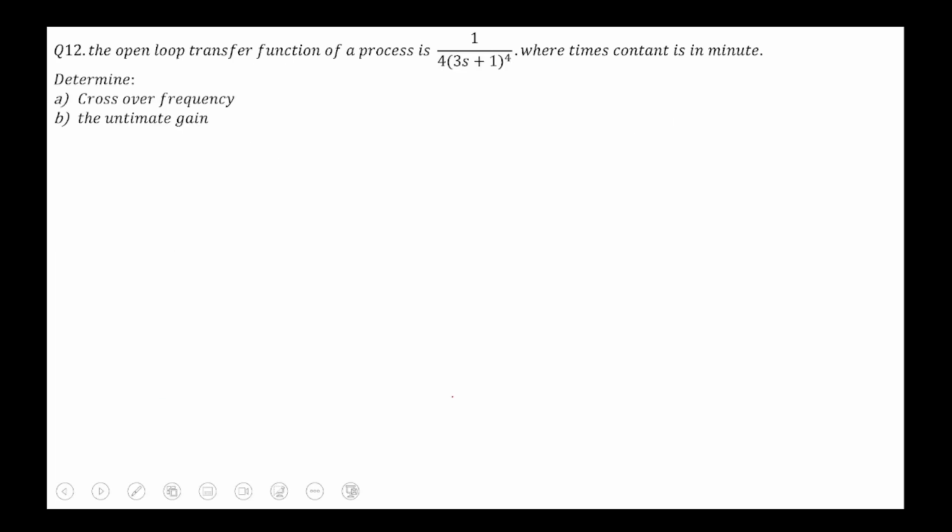Next question. The open loop transfer function of a process is this, where the time constant is in minutes. Time constant, not times constant. Determine the crossover frequency and ultimate gain. Okay, so we know that K ultimate is equal to 1 upon amplitude ratio. Taking the amplitude ratio of the process, it will be 1 upon 4, since it is a first order process.